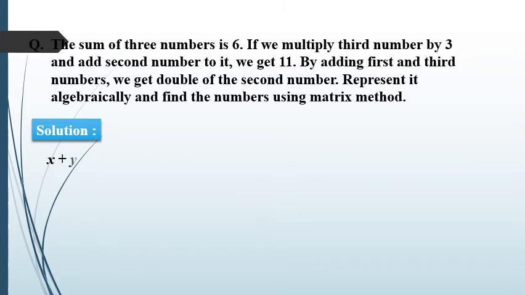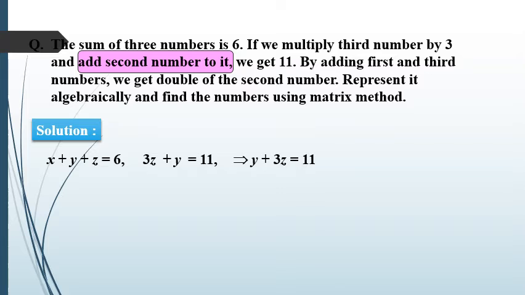So, consider the three numbers as x, y and z. According to the first sentence of the question, we have x plus y plus z is equal to 6. Next, if we multiply the third number by 3, that is 3z, and add it to the second number, that is y, we get 11. So the equation will be y plus 3z equal to 11.